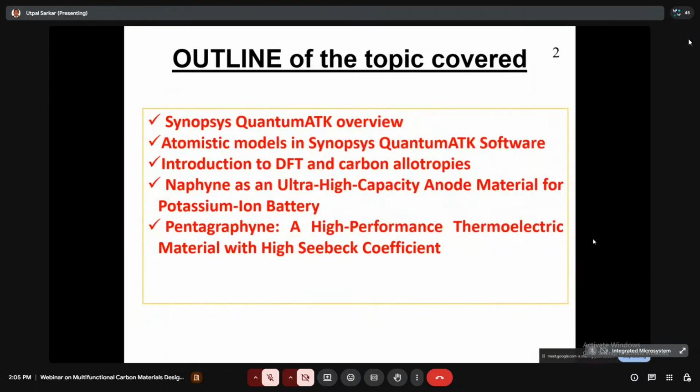Okay. So first, I will go for a quick overview of Synopsys QuantumATK, then the atomistic models available in QuantumATK software, followed by the introduction of DFT and carbon allotropes. Then we will come to the main point, graphene as an ultra high capacity anode material for potassium ion battery, and finally the pentagraphene, whose thermoelectric coefficient will be investigated in this talk.